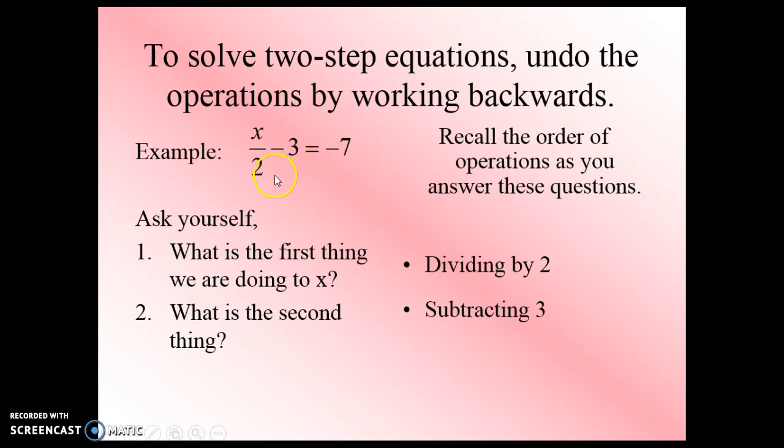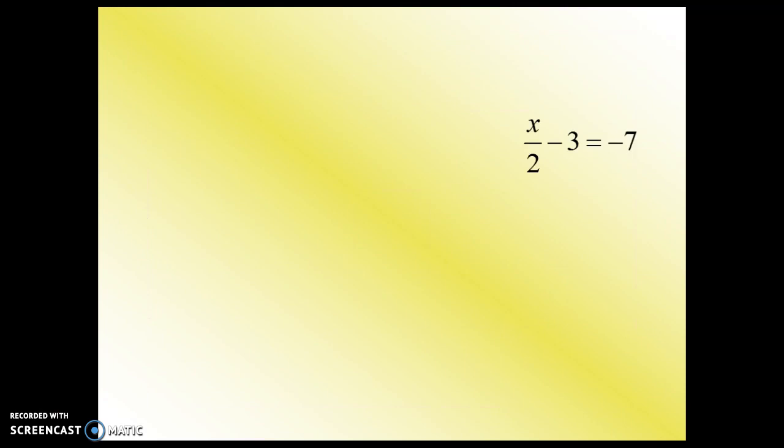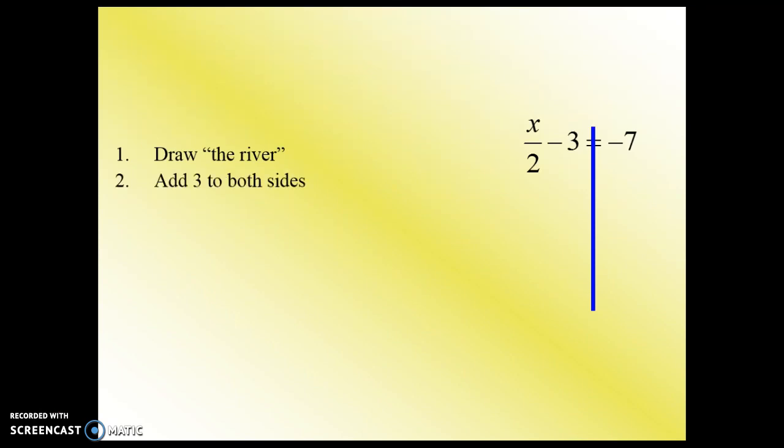So now that we recall the steps, we need to work backwards. Looking at the same equation, let's draw our river, which separates our equation. Our next step, we have to work backwards. The second thing the equation is asking us to do is subtract 3. So we have to undo the subtract 3.